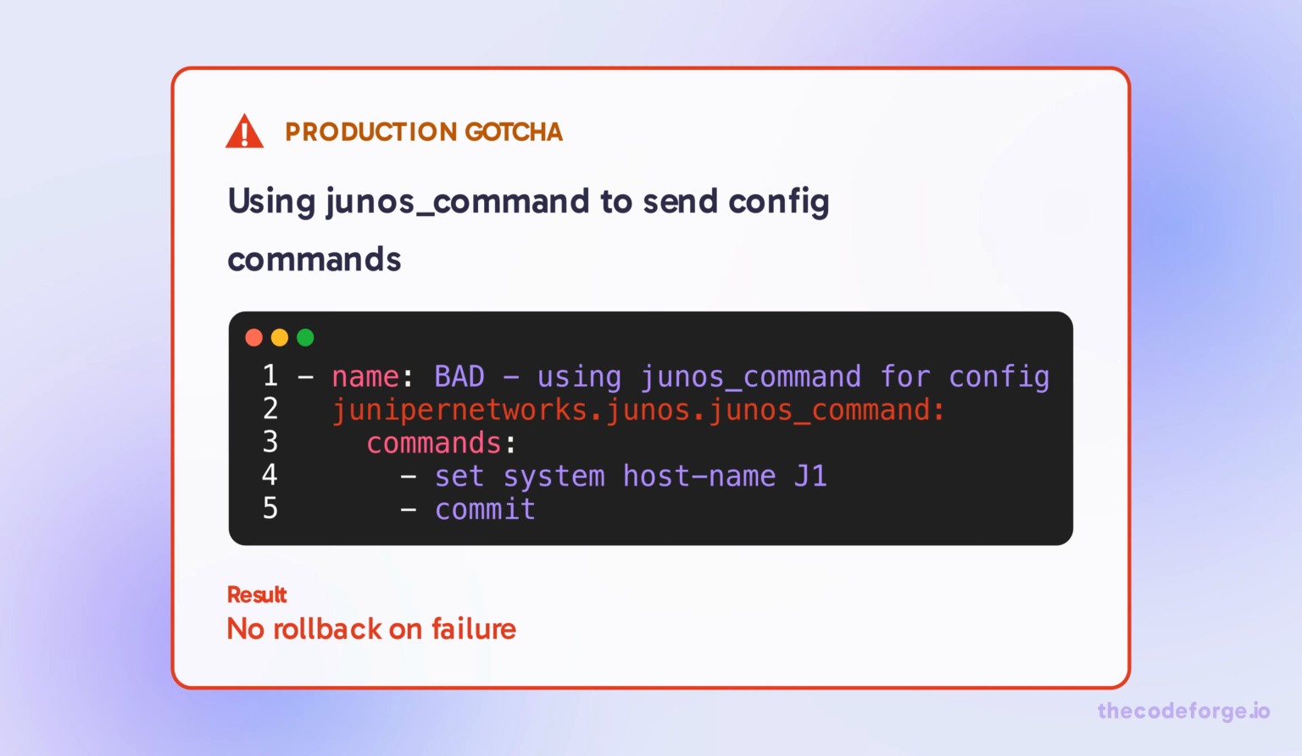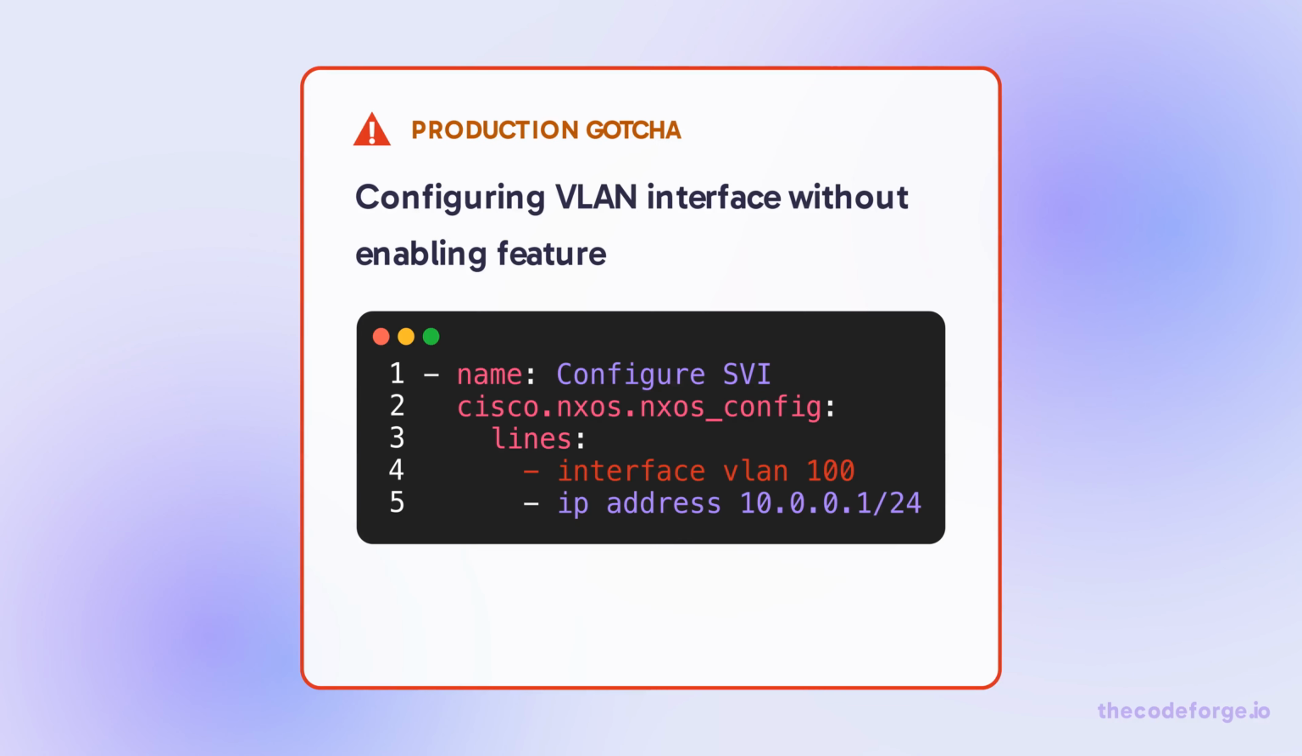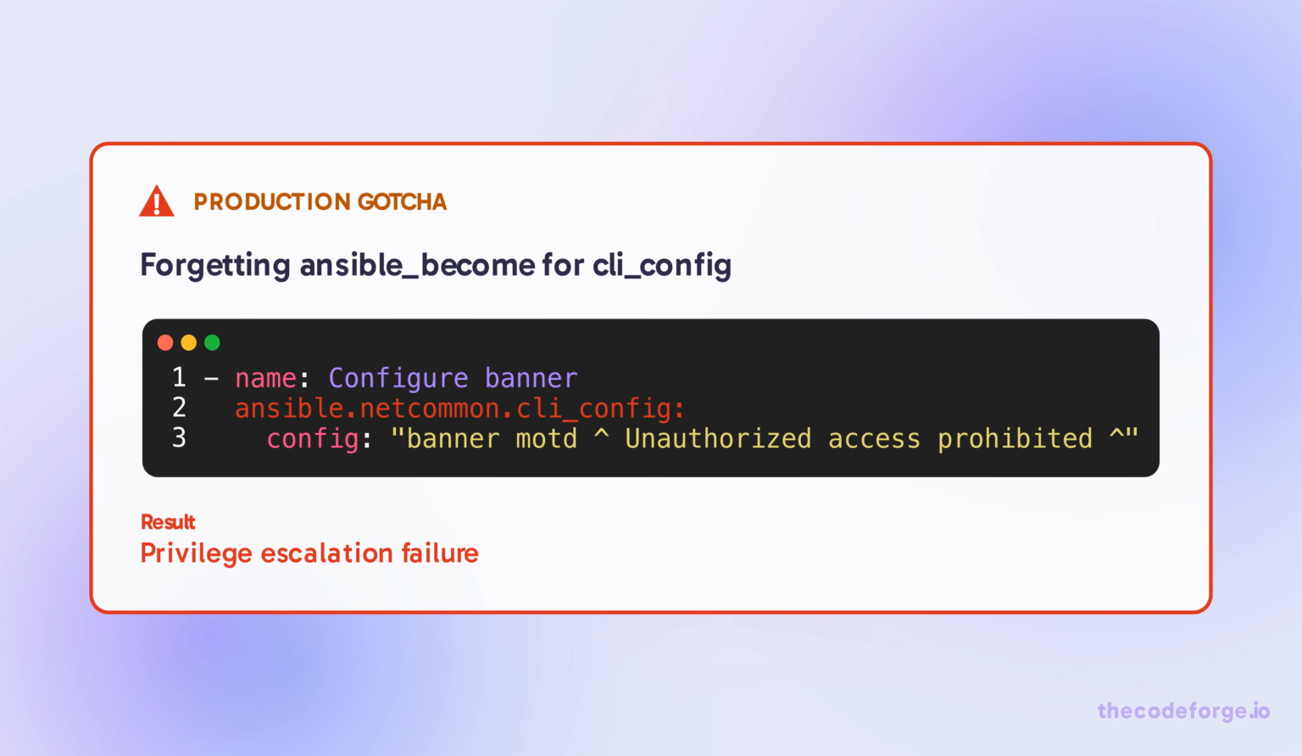Never use junos_command to send set commands directly. The config module properly handles the commit model and rolls back on error. If you configure VLAN interfaces without enabling feature interface-vlan, the module will fail. Add a task to enable the feature first. The cli_config module uses configure terminal on Cisco devices. If you send a command that requires enable mode, you must set ansible_become yes.